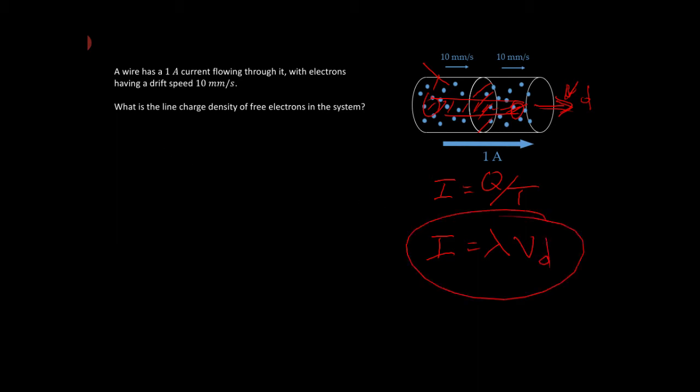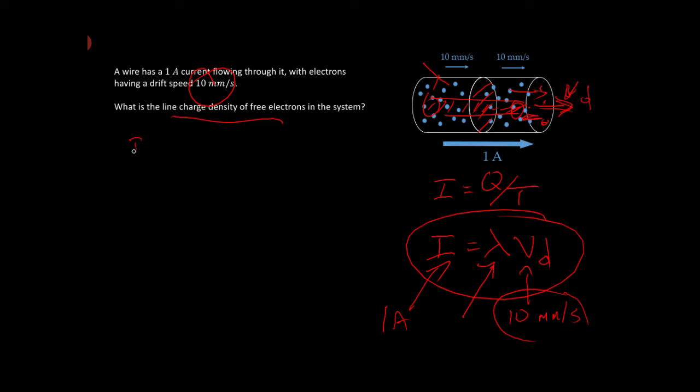Okay, so what we're going to do is try to find this line charge density of free electrons. Those are the ones that are allowed to move here. Given that we know what Vd is, which is 10 millimeters per second, and we have a current of 1 amp. The drift speed is usually quite small, even though the electrons speed up really quickly, they scatter off of the atoms in the material quite readily.